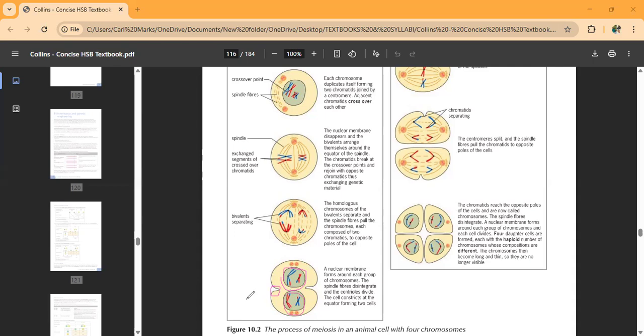But the thing is, it doesn't stop there at two daughter cells. It has to divide further. So the cell divides further. So we're going to look at it in the other side of the diagram, right? So let me go back up.